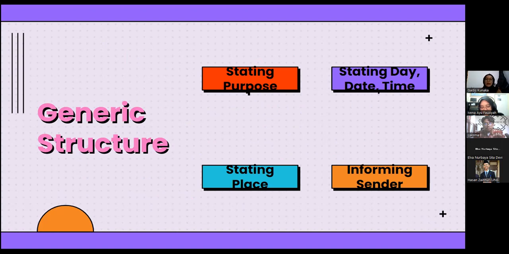And then I will give you another generic structure. Sorry, there are three parts. First is the opening, and the second is the body. The body contains the four parts of the previous structure, and then the third is the closing. Is it clear?